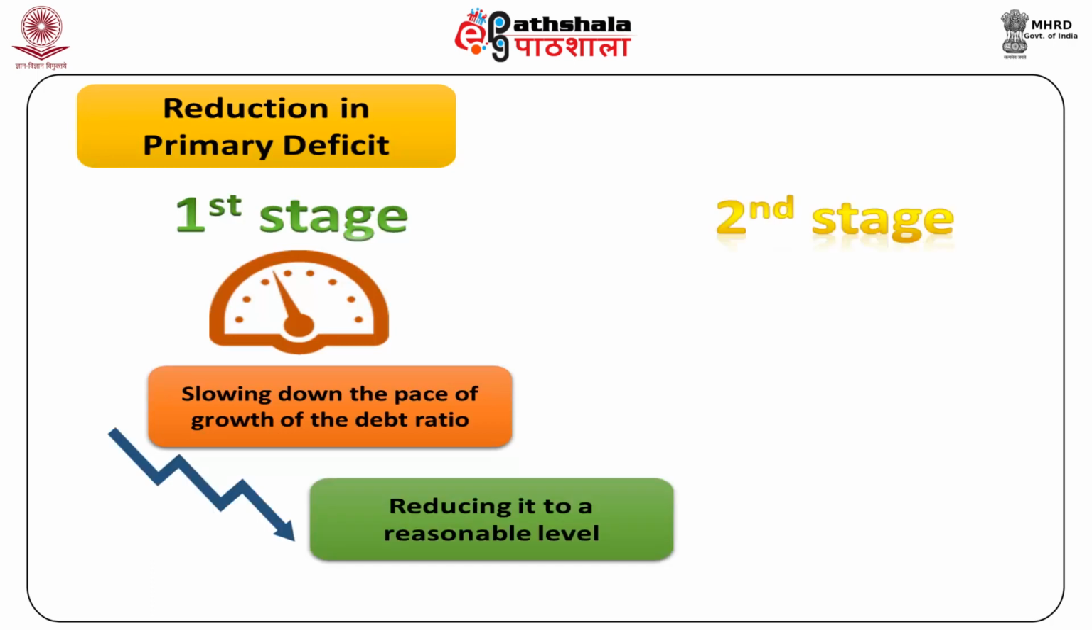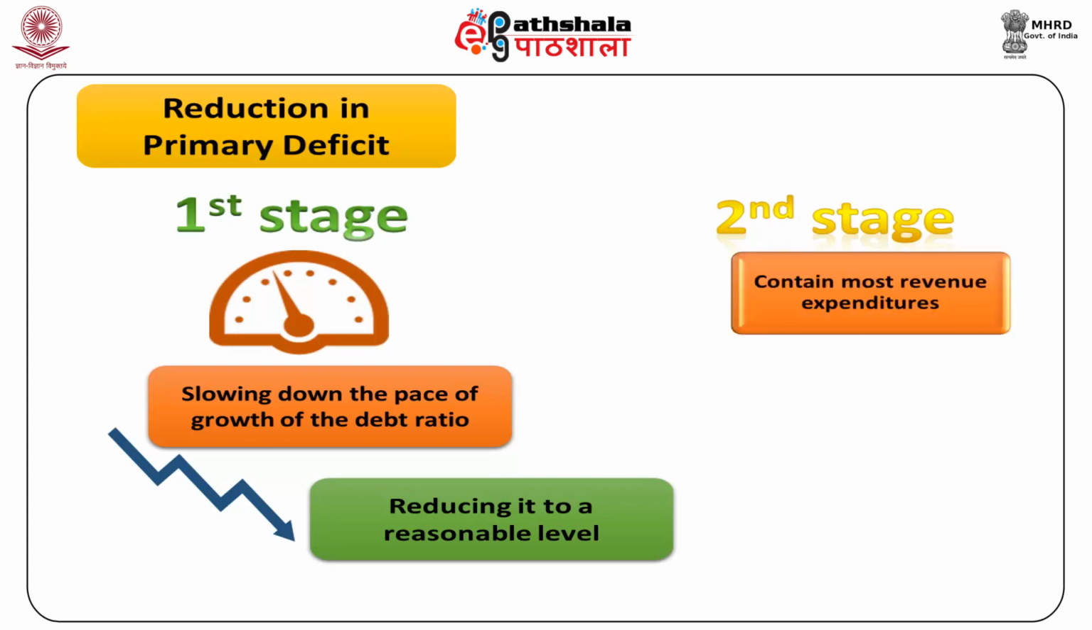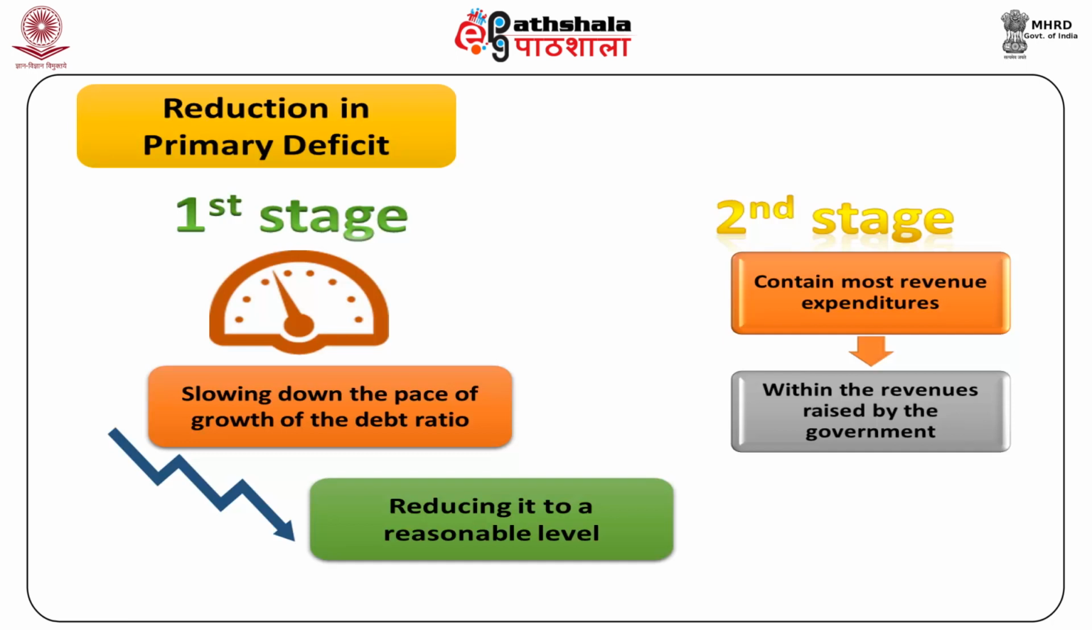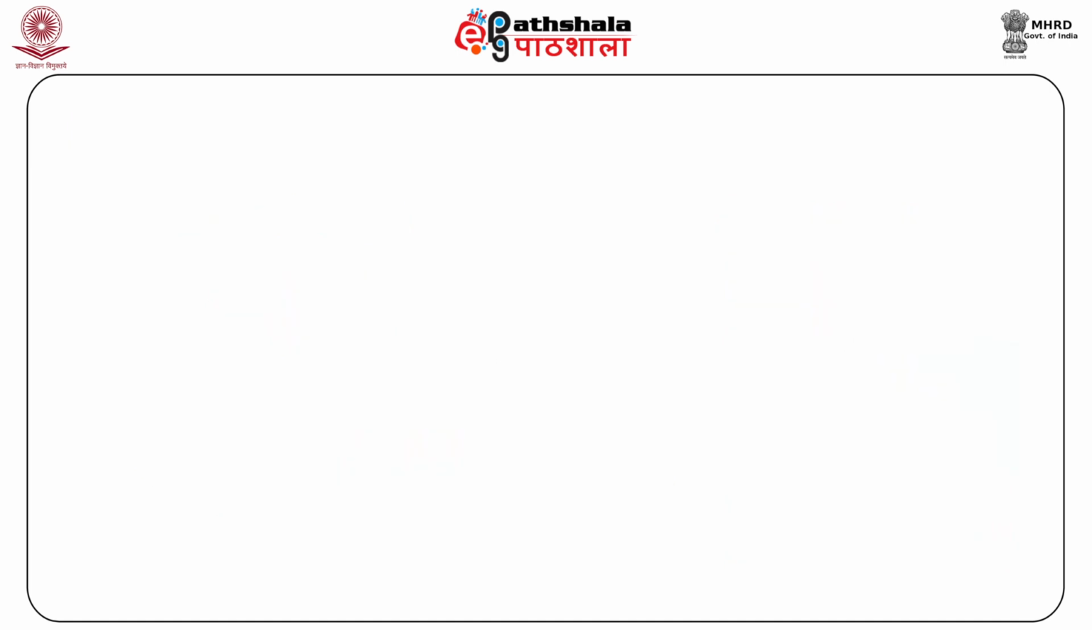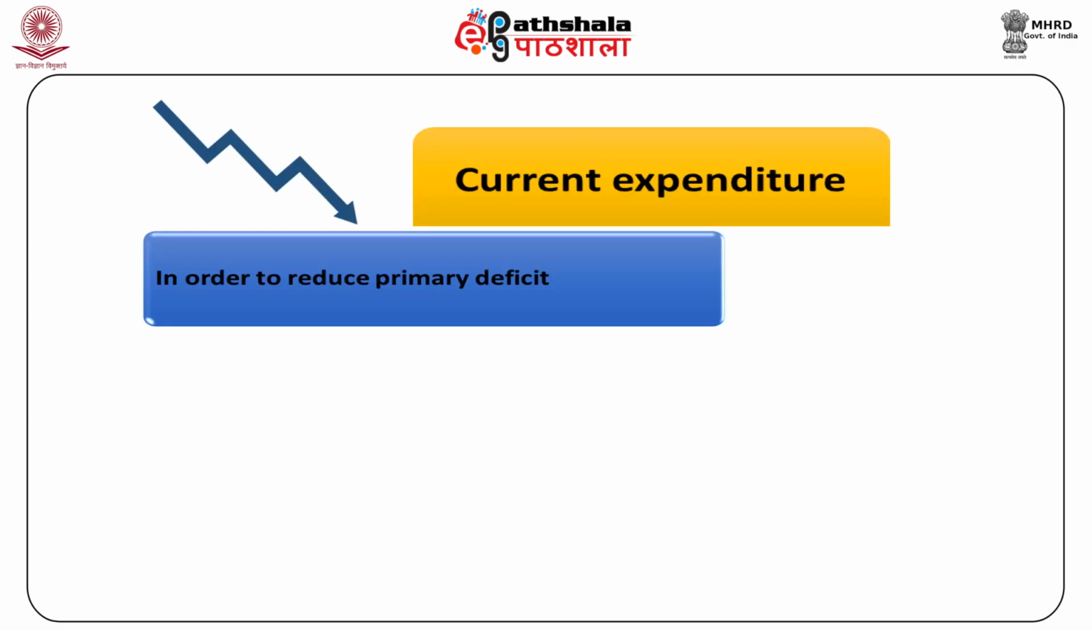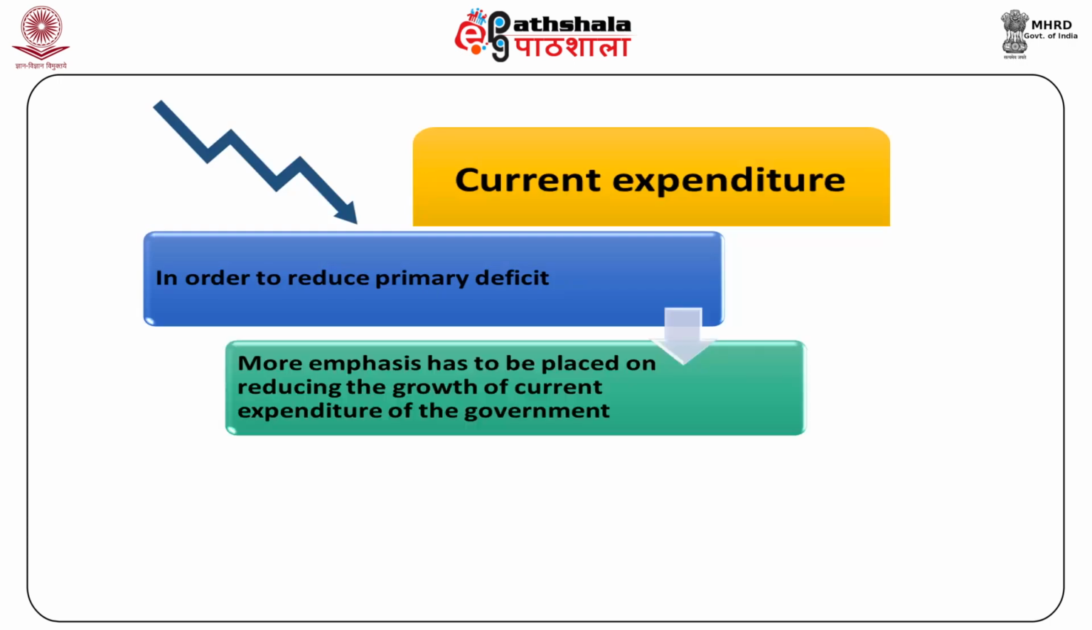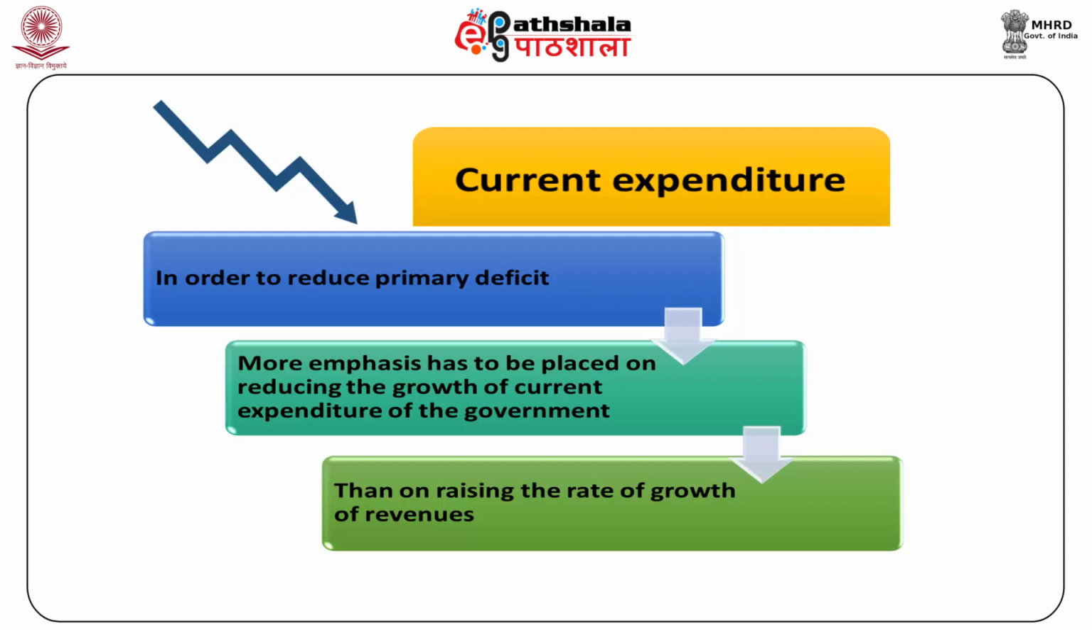In the second stage, attempts must be made to contain most revenue expenditures within the revenues raised by the government so that the government's net borrowing is used only for productive purposes. Reduction of current expenditure. In order to reduce primary deficit, more emphasis has to be placed on reducing the growth of current expenditure of the government than on raising the rate of growth of revenues.